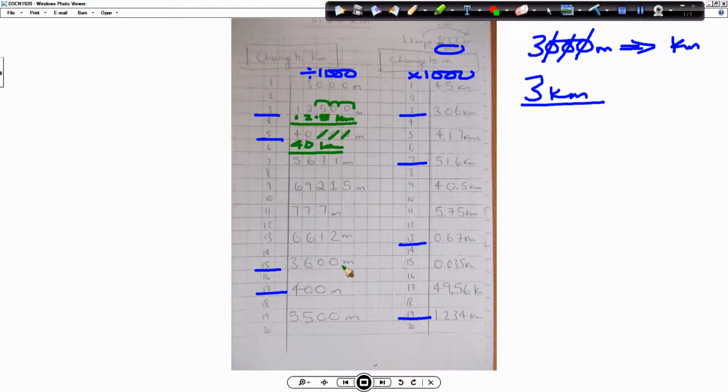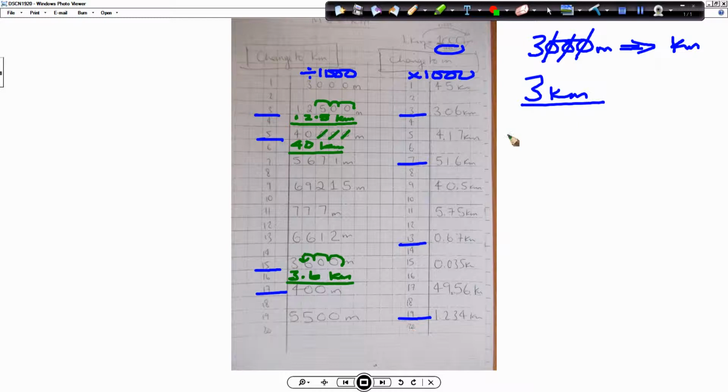3,600 meters. Mr. Ali, pay attention. Put the decimal point at the end. 1, 2, 3. Copy down. 3.6. The 2 zeros that we copied down, we don't need them in the final answer. So I'm going to skip that step.